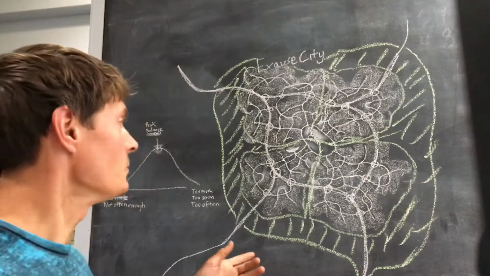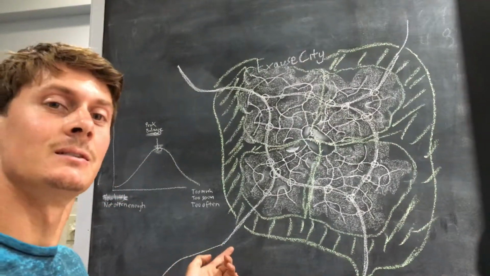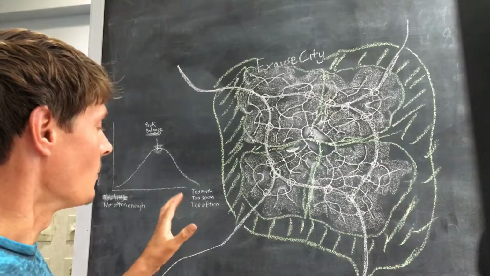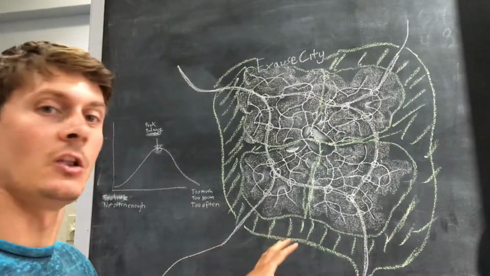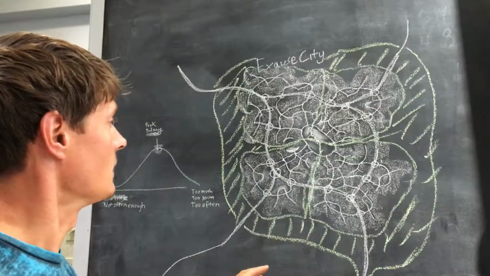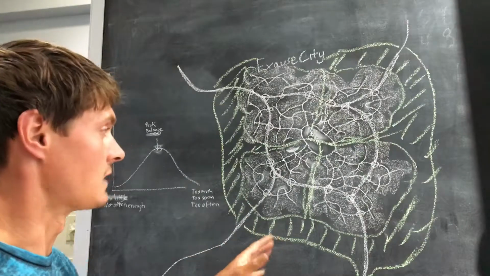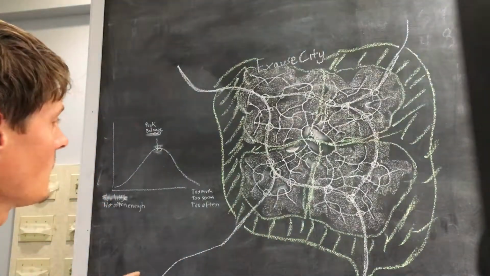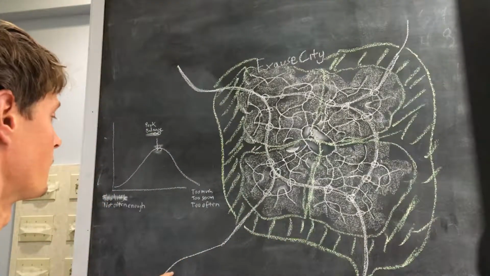I'd like to show you Exause City. I want to talk about some of the design elements of this idealized design. And let's start with the freeways.